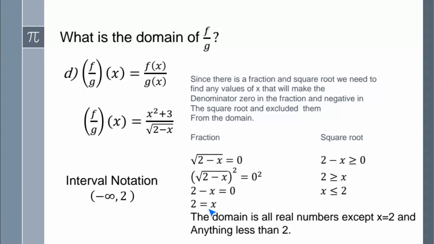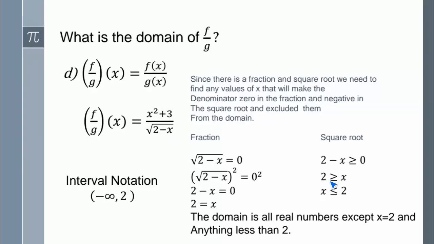It's undefined. And then for the square root part, we know that the radicand 2 minus x has to be greater than or equal to 0. So if I add x on both sides, I get 2 is greater than or equal to x. And here, there's an error, right? If I put the 2 in here, then that's okay. Let me just check here. Hold on.